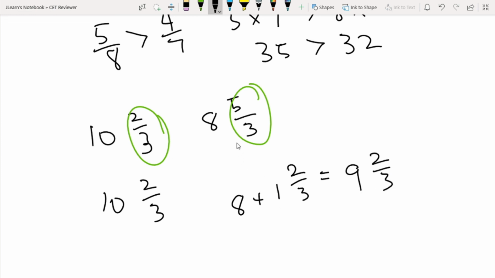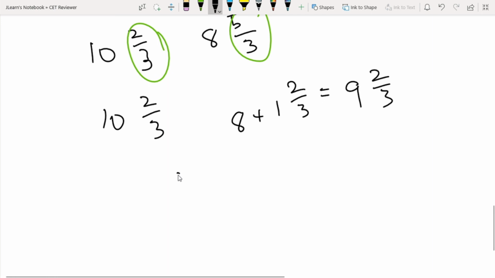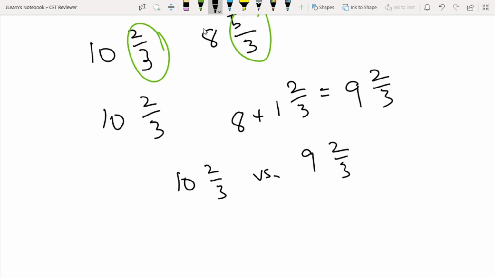Okay? So now we are just comparing 10 and 2/3 versus 9 and 2/3. Okay? And as you can see here, mas malaki yung number natin nandito sa left side. So, automatically, yung mas malaking number, yun na kagad yung mas malaki. Okay? Pero kapag hindi, you just need to compare.